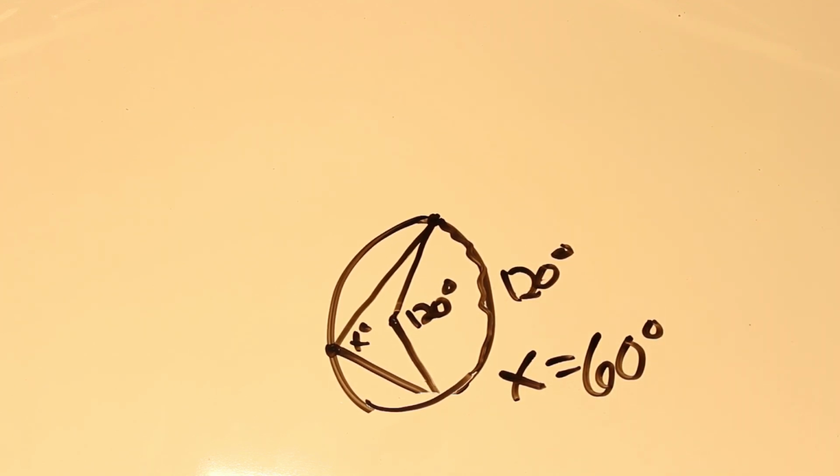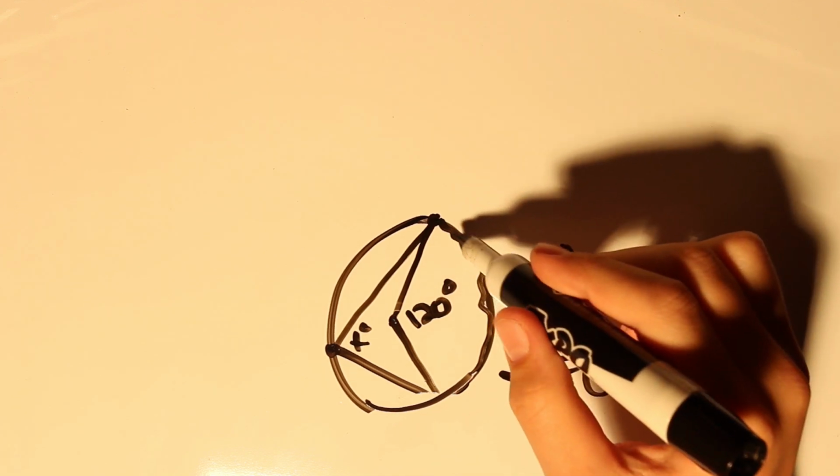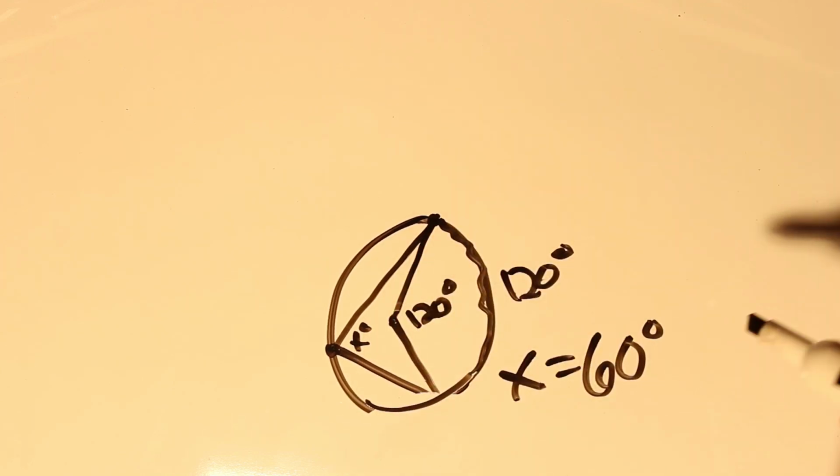It's really easy because all that the inscribed angle theorem states is that the measurement of the inscribed angle is half the measurement of the arc. So this arc equals 120 degrees, therefore the inscribed angle is 60 degrees.